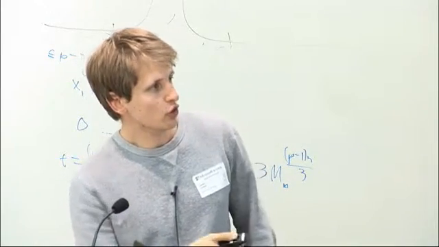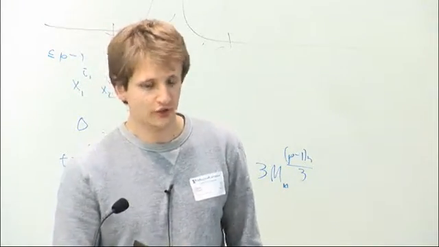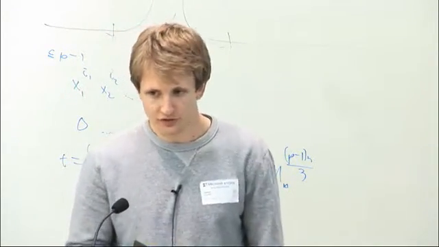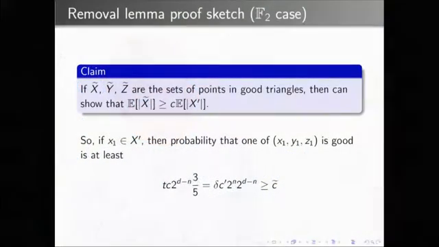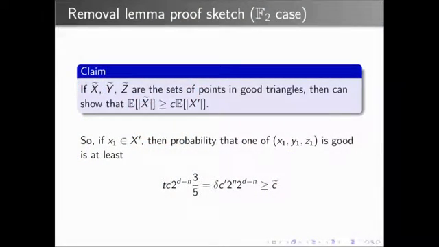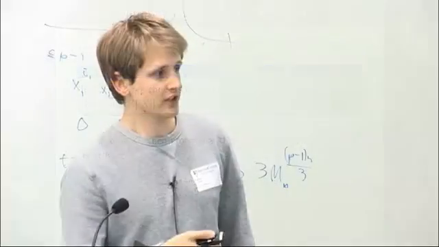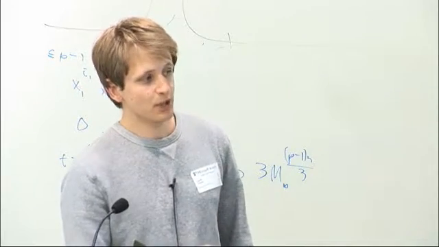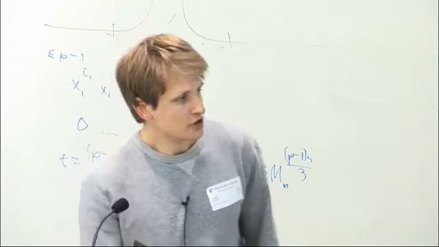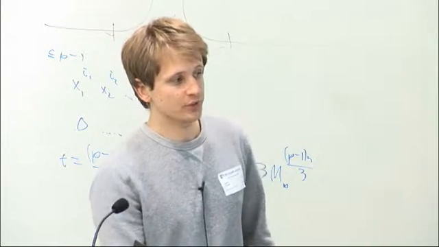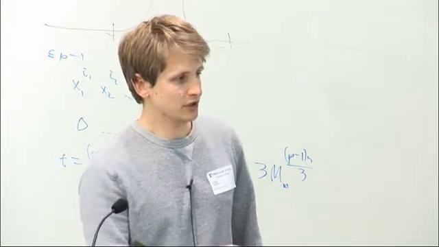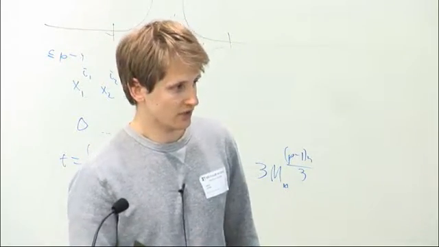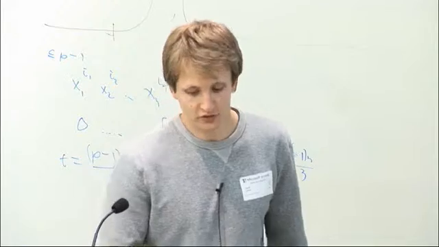Okay, so what we have here is that if we have a triangle contained in x prime, y prime, z prime, then with probability 3/5, it's good. So now, if we just have that x1 is in this x prime, what's the probability that it is good? Again, it's contained in t possible triangles. For each of these, there's approximately, again, 2 to the d minus n probability that it's contained in our subset. And if it is contained, then with probability 3/5, it's good.